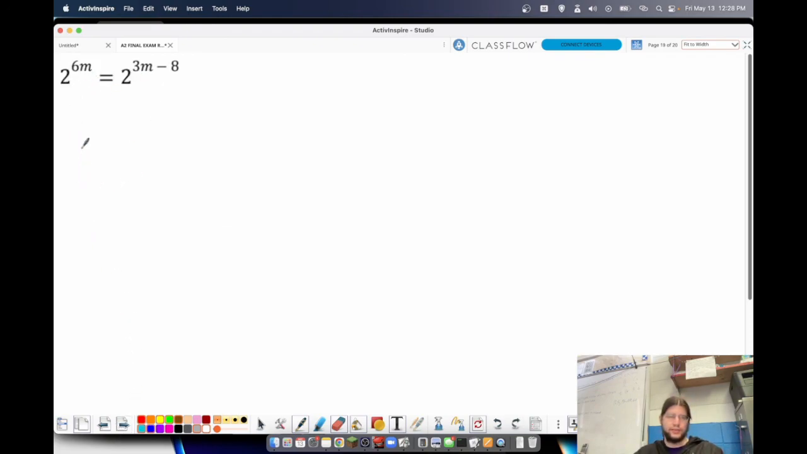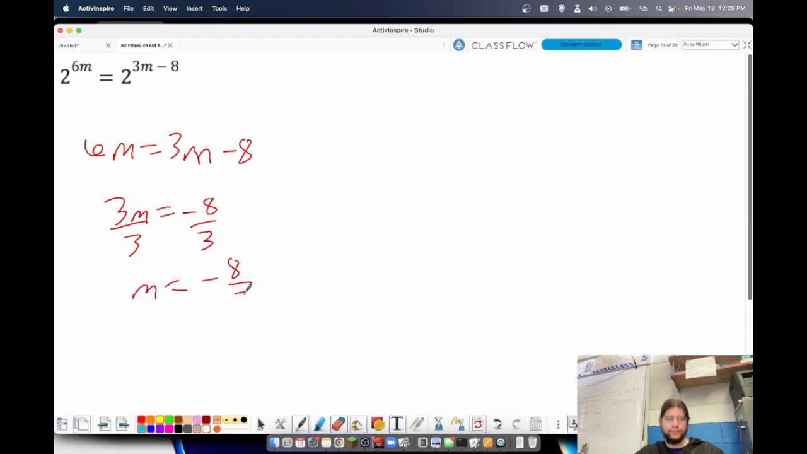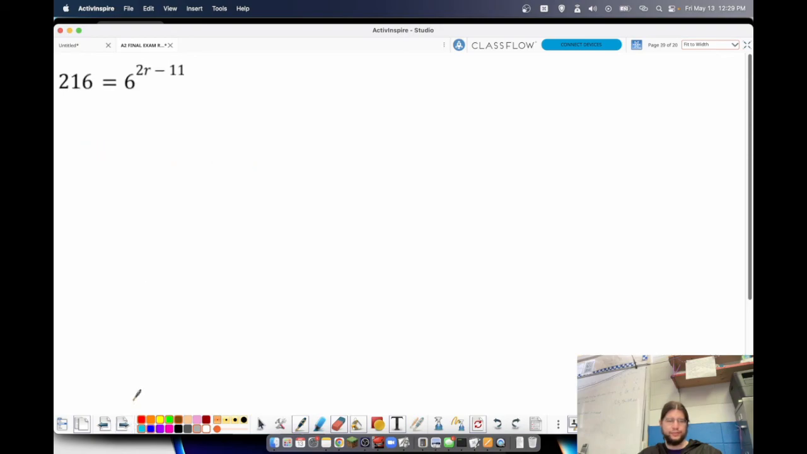Same base already, so just set them equal to each other. 6m equals 3m minus 8. Subtract 3m. So we get divided by 3, -8/3 is m. Also, these are going to work. They don't have extraneous roots, so you don't have to check them. So it's rational equations and radical equations you have to check, not exponential.